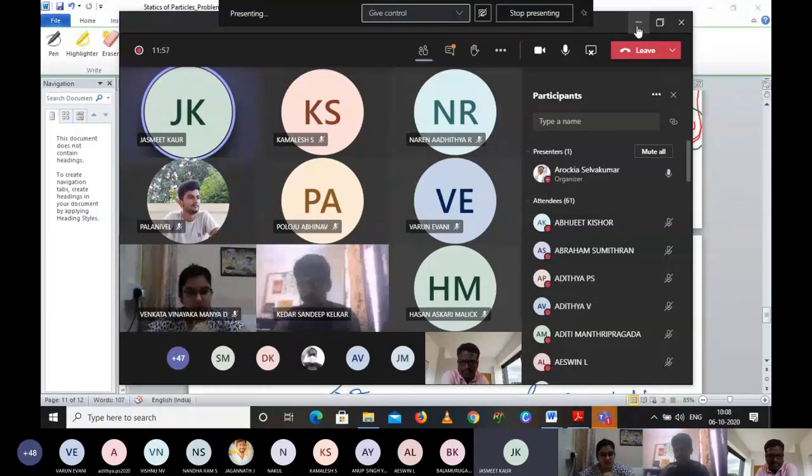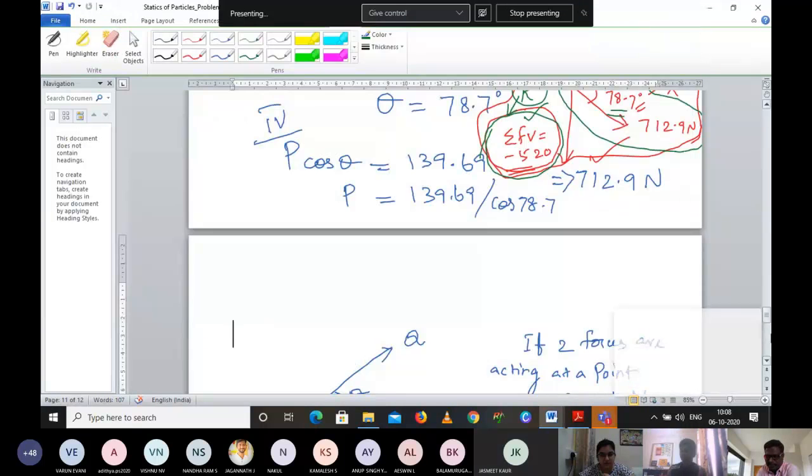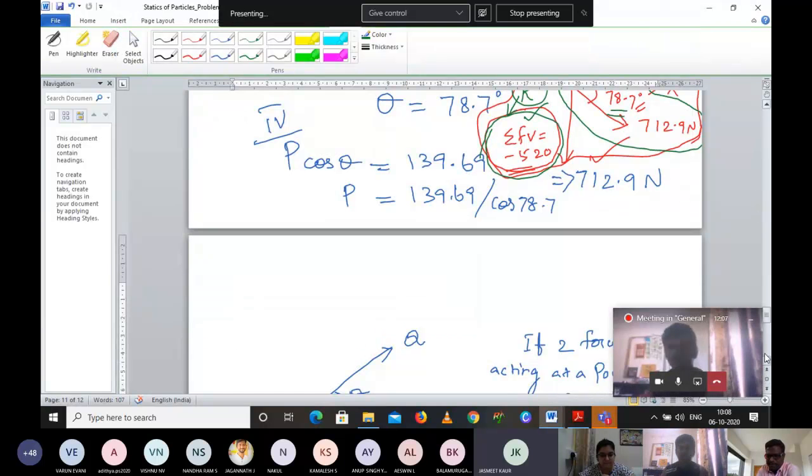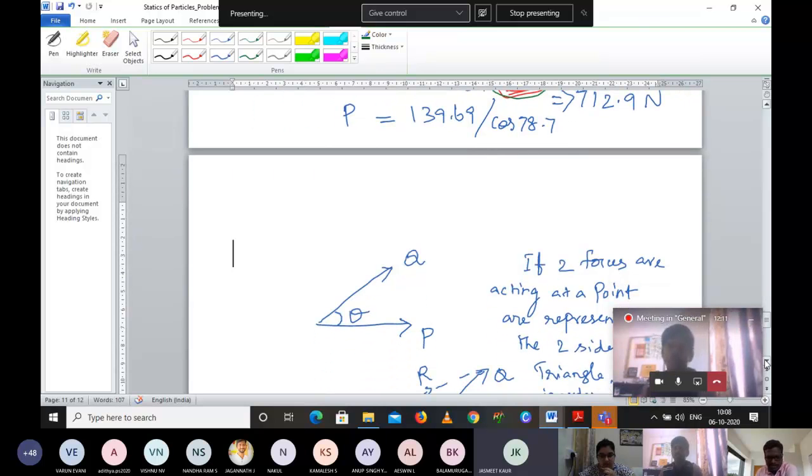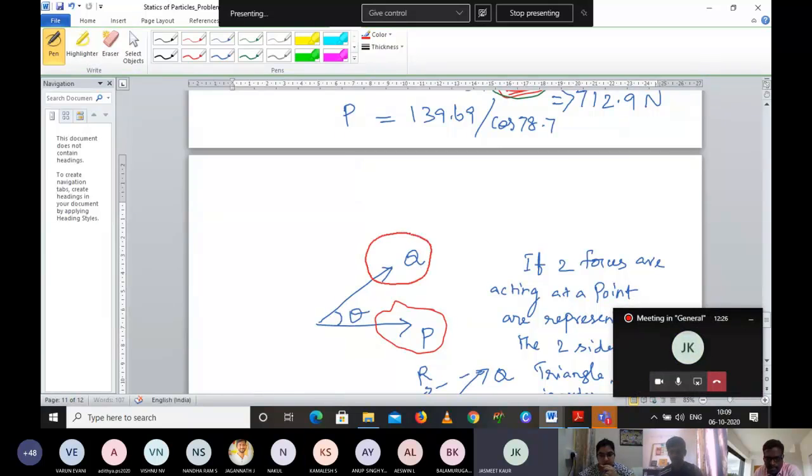Can you see me, sir? Yes. Tell me. If two adjacent sides of a triangle are the two vectors, the force vectors. Wait. See here, all the guys, the P is one and the Q is another one. Now you can see.